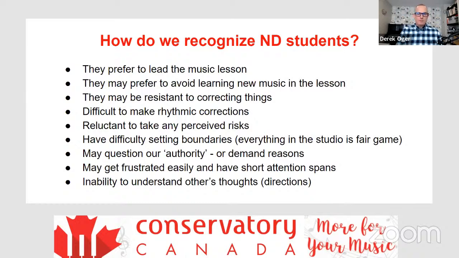They may be resistant to correcting things. Or maybe I should just say they are resistant to correcting things generally. Depends on where they are on the particular spectrum. But you'll notice that when you try to correct them like you would with other students, they don't want to, or they don't hear it, or they're hearing it, but they can't duplicate it. And they're not seemingly able to recognize that it is different than what you're playing. Those are things that may indicate that we're dealing with a neurodiverse student.